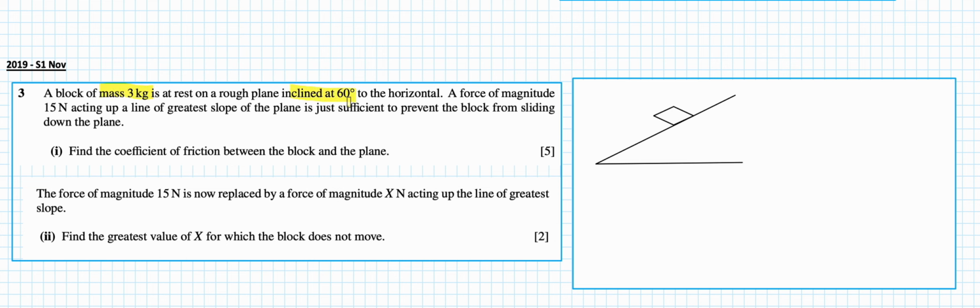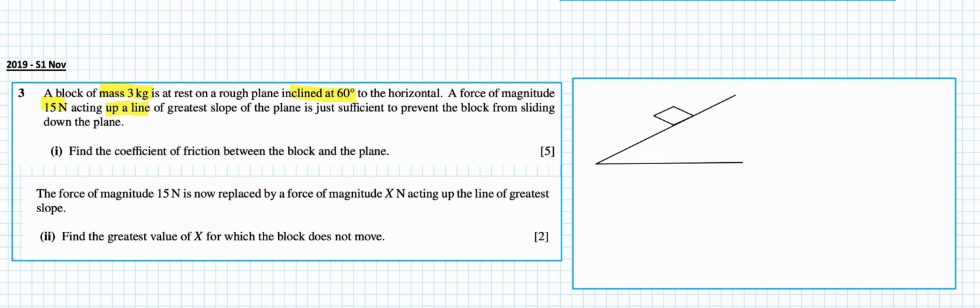Okay, we're looking at a block of mass 3 kilograms, inclined at 60 degrees on a rough plane. A force of 15 newtons acts up the line of the plane, and we're going to prevent the block from sliding down. These kinds of details will be relevant when we get to it.